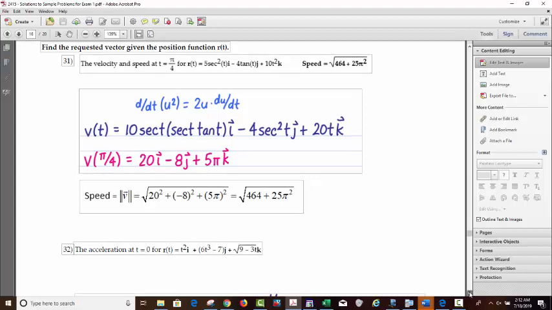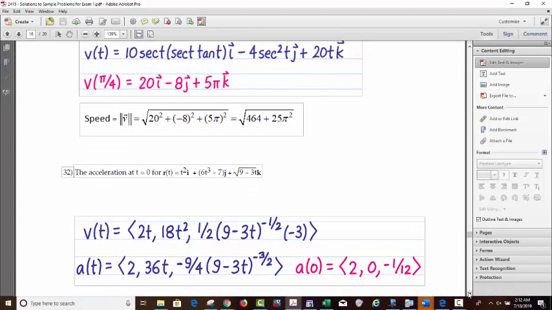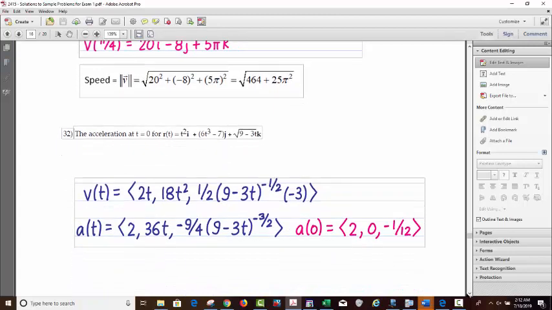Let's take a look at number 32. Acceleration is the second derivative. We want to find that at t equals 0. So the first derivative, velocity: t squared will be 2t. 6t cubed minus 7 will be 18t squared. And then the 1/2, you'll bring the 1/2 down. You'll subtract 1, make it negative 1/2. Chain rule says we need the derivative of the inside, which is negative 3.